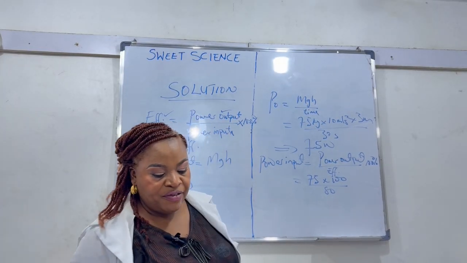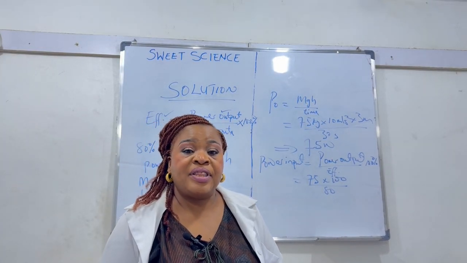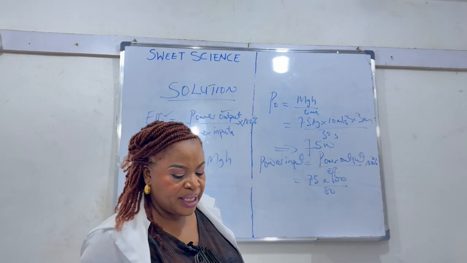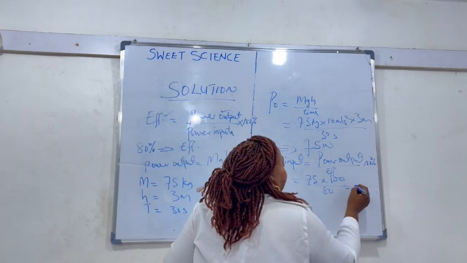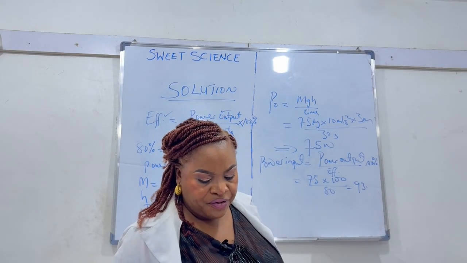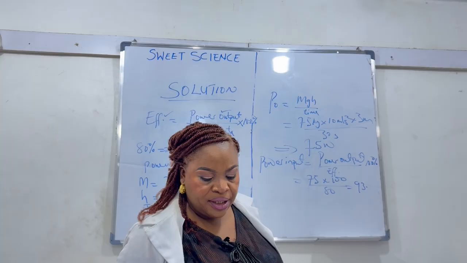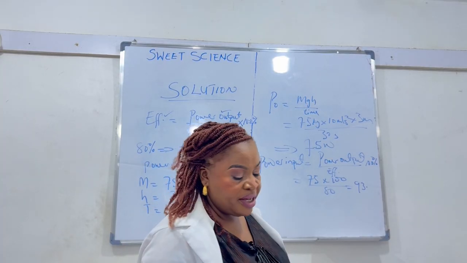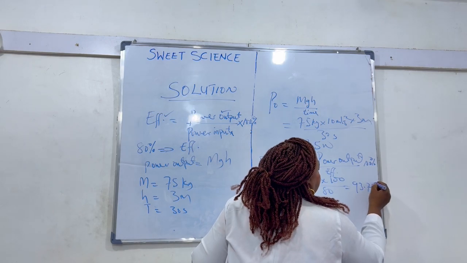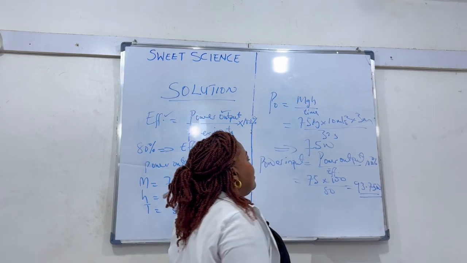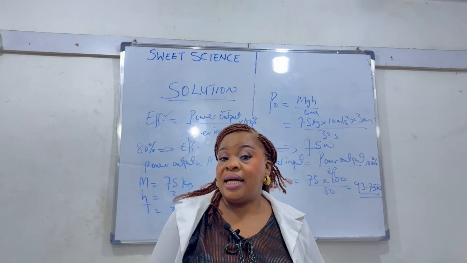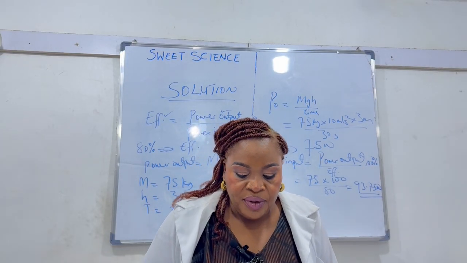All right, 75 times 100 all over 80, and this will now give us 93.75 watts. So this is the answer. This is WAEC 2000, and this is the theory part of the question.